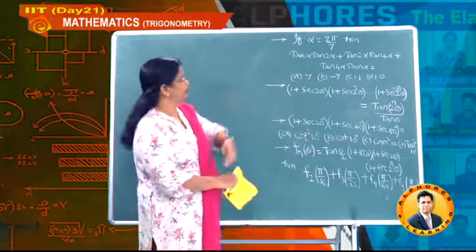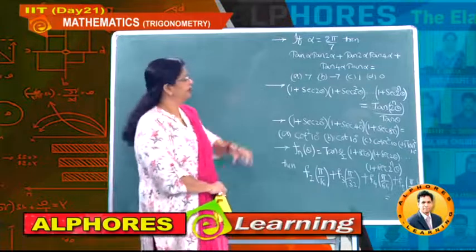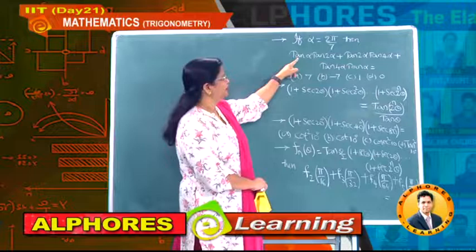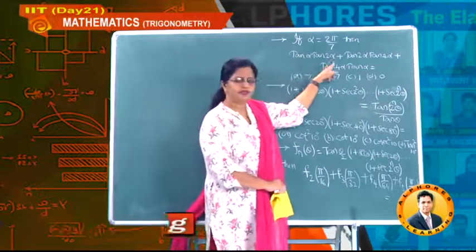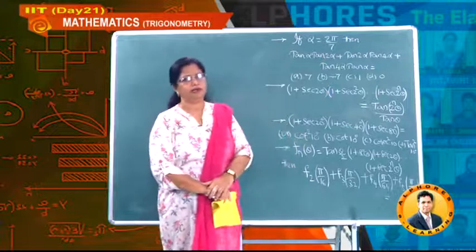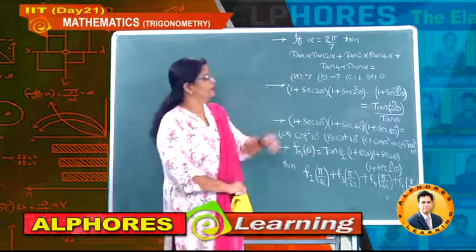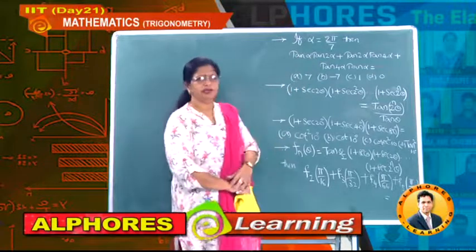The first one is here, if alpha is 2 pi by 7, then tan alpha into tan 2 alpha, etc. That means what are the three angles they have used here? One is alpha, 2 alpha, and the other one is 4 alpha. Okay. So alpha, 2 alpha and 4 alpha, sum of products by taking 2 at a time. Then what about the answer?